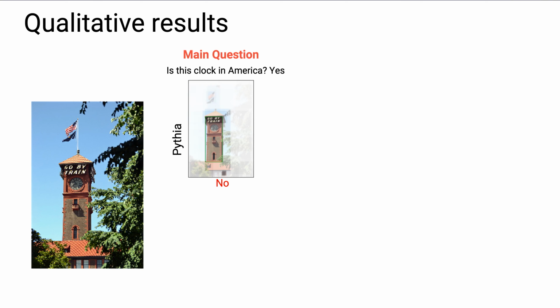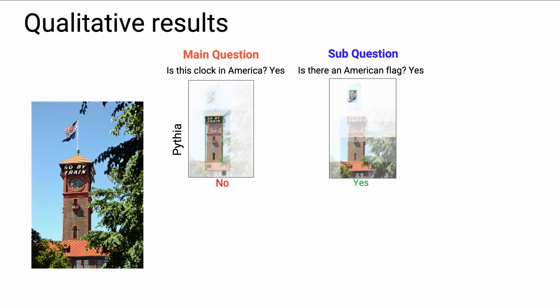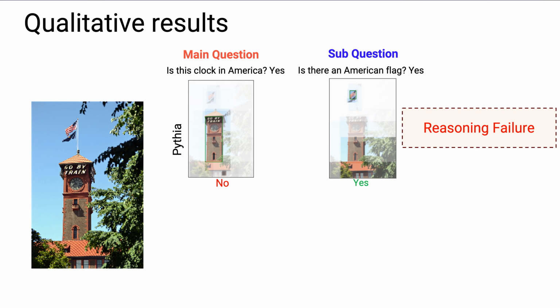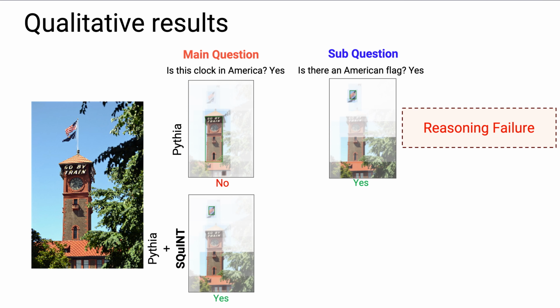For this image and the main question, is the clock in America? The baseline Pythia model not only answers the question incorrectly, but it seems to look at the building, which does not provide the necessary information. However, for the sub-question, is there an American flag? The model looks at appropriate regions containing the US flag. This is a case of a reasoning failure since the model perceived correctly but wasn't able to use that for the higher level reasoning question. On applying SQuINT, the model looks at the appropriate regions and answers correctly.